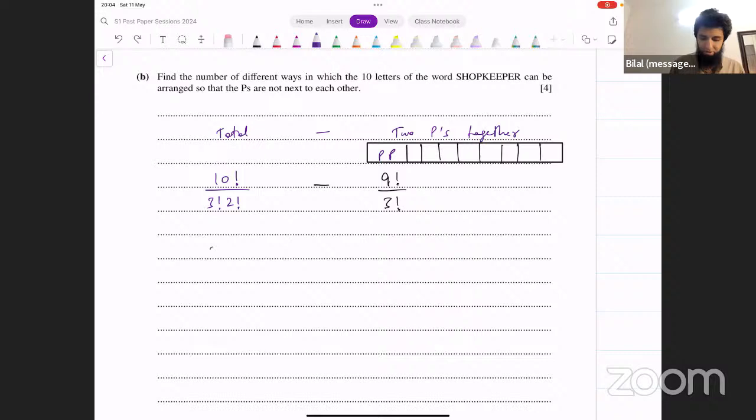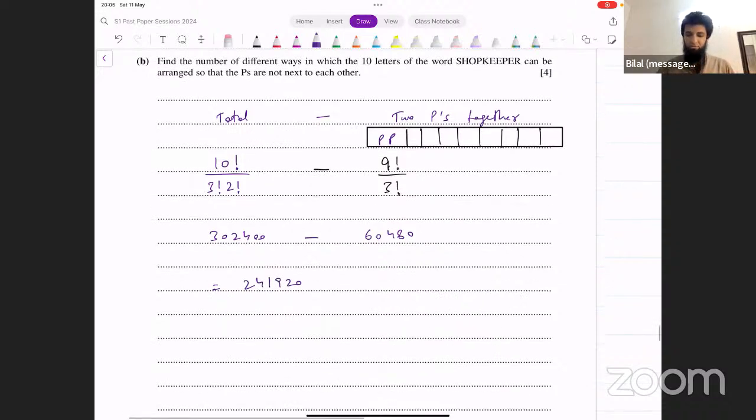So this is 302,400 minus 60480. And that's giving me 241920. That's the result that we get. Okay, that's what you wanted.